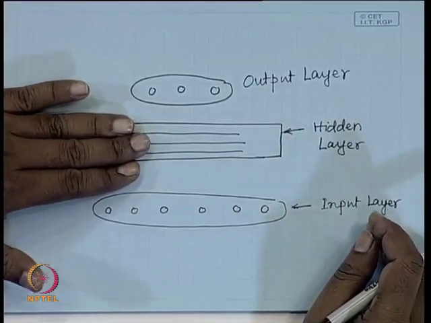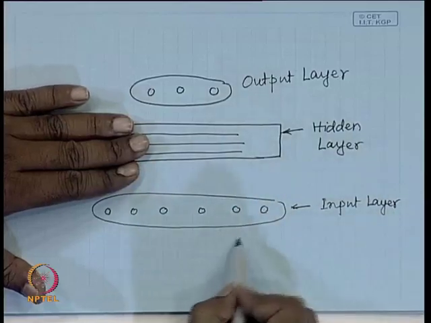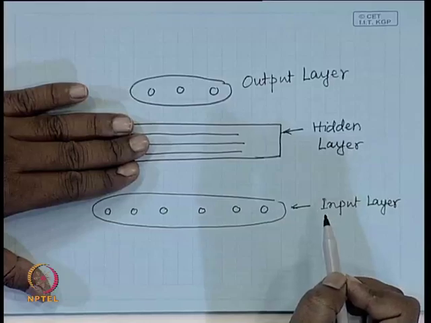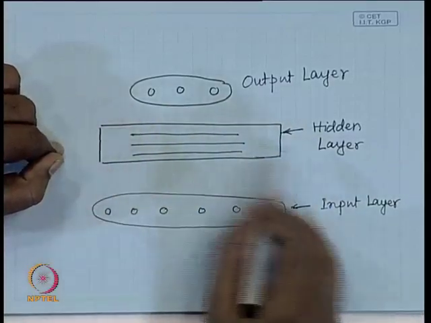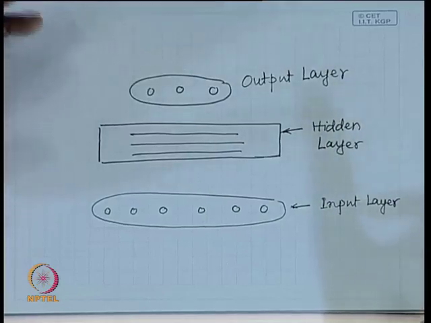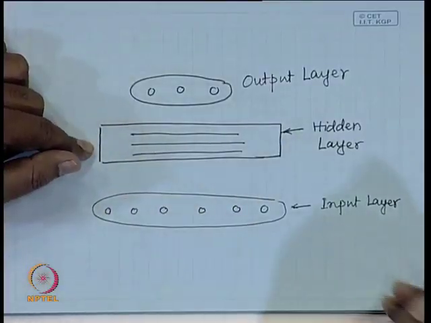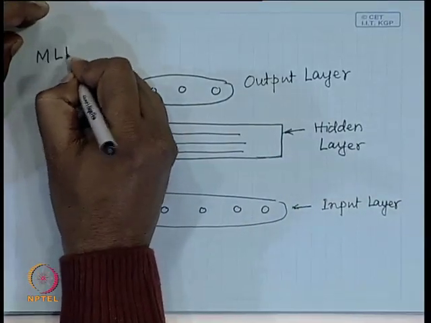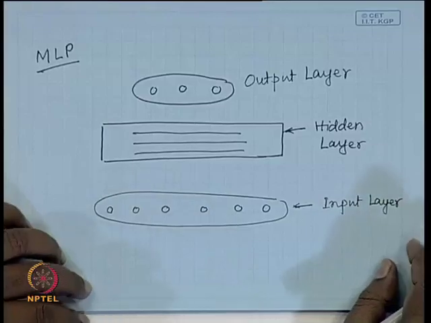Now, in the absence of any hidden layer, if I have just an input layer and an output layer, this is what is a single layer perceptron. If I have hidden layers, I can have just one hidden layer, I can have 2 hidden layers, I can have 3 hidden layers, and so on. The more hidden layers you incorporate, the more complicated decision boundaries it can encode. Okay. So, if I have one or more hidden layers, it is called a multi-layer perceptron or MLP, right.